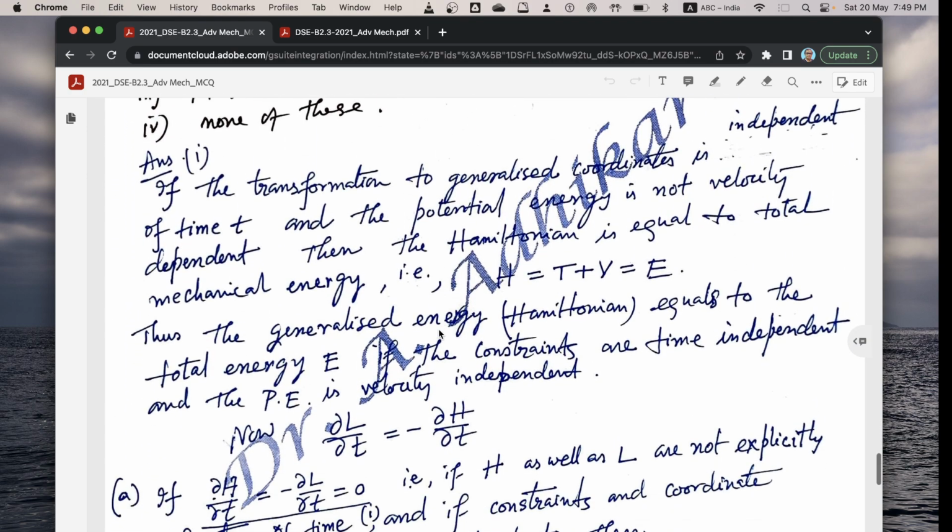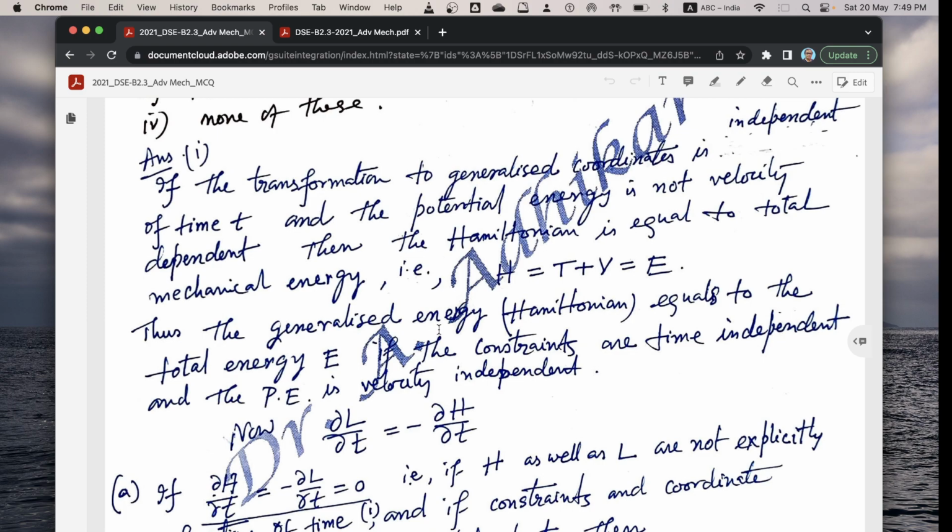If the transformation to generalized coordinates is independent of time t and the potential energy is not velocity dependent, then the Hamiltonian is equal to the total mechanical energy. That is, capital H equals T plus V, which equals the total mechanical energy. Thus, the generalized energy Hamiltonian, capital H, equals the total energy, capital E, if the constraints are time independent and the potential energy is velocity independent.